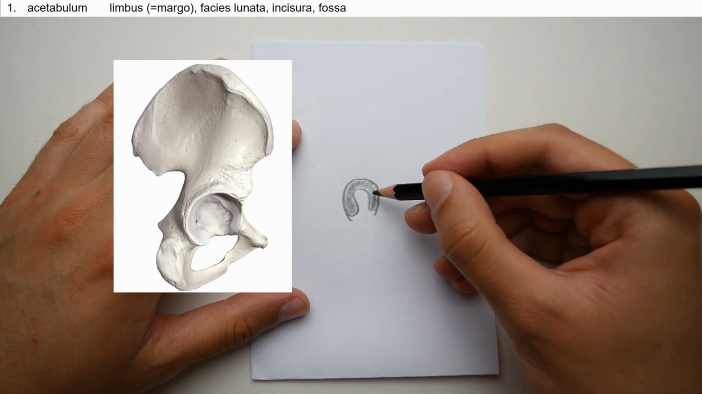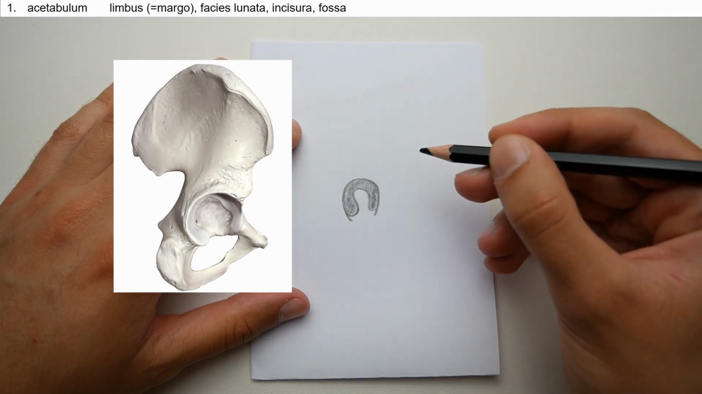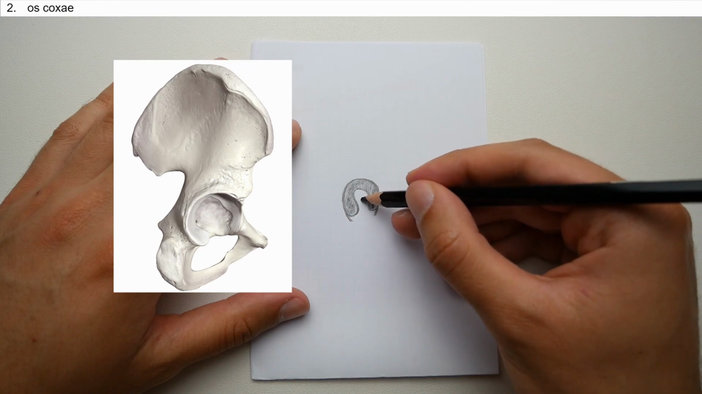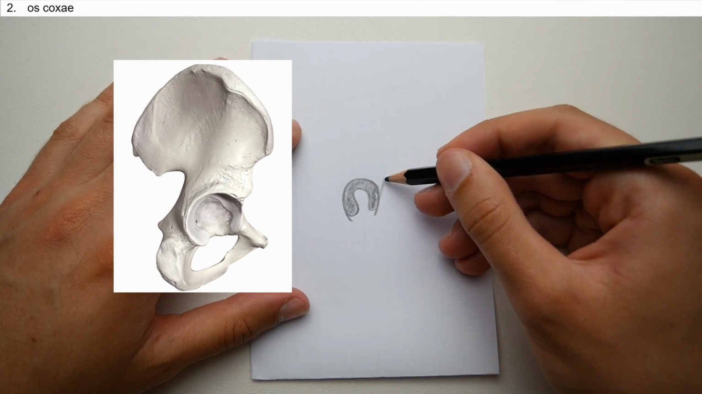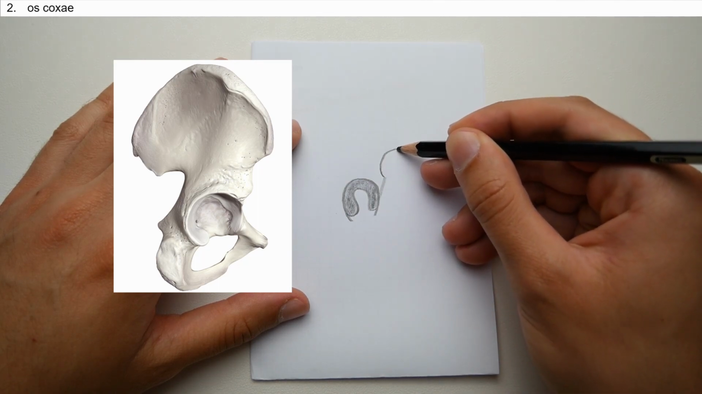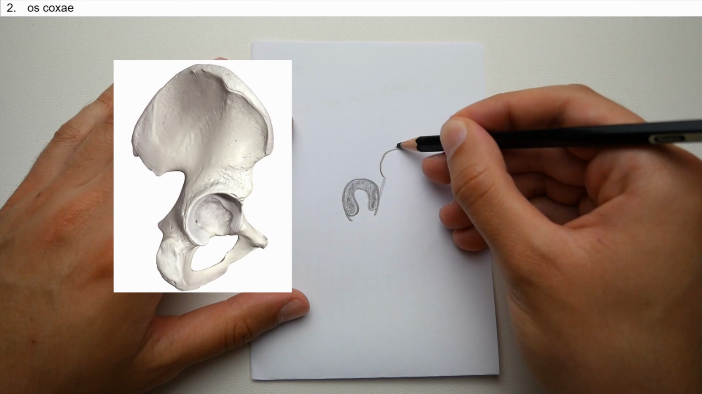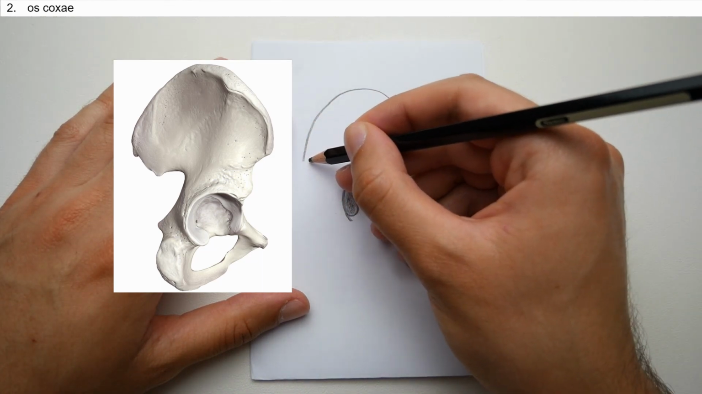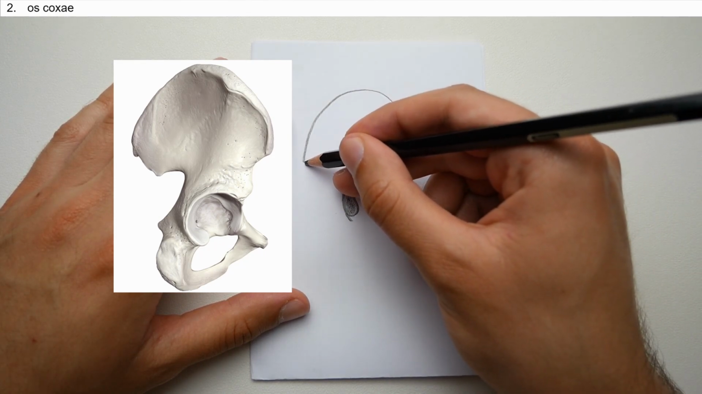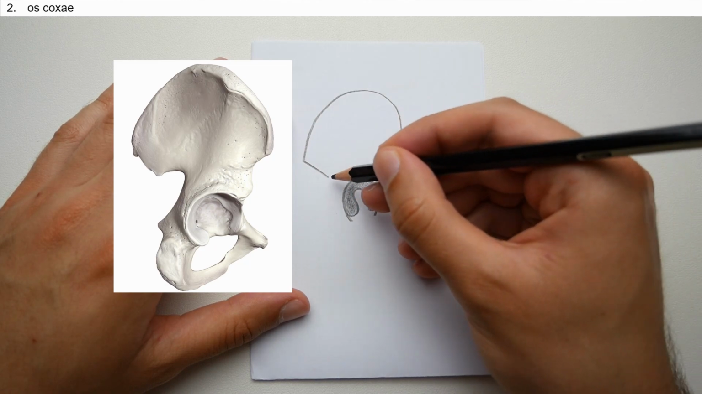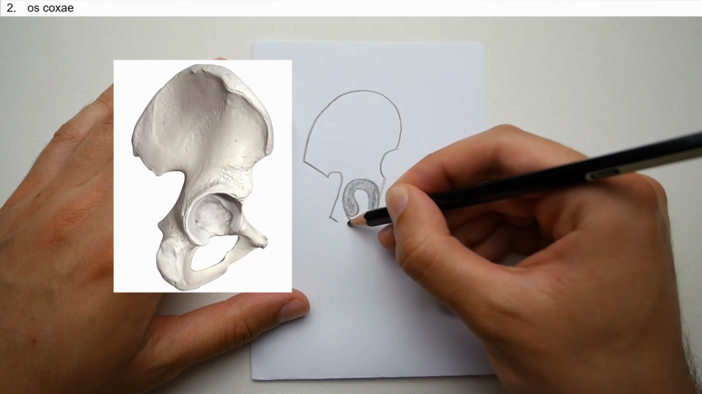Now we draw the silhouette of the os coxae as a whole before we turn our attention to the individual structures. We start here at the middle level and go to the level of the upper edge of the acetabulum. We then form a slight arc that is twice as long as the first line we drew. Now we draw a large arc and end approximately at the height where we started. Then half the distance to the middle height of the acetabulum. We form a sharp arc, end at this height, and form a spike.